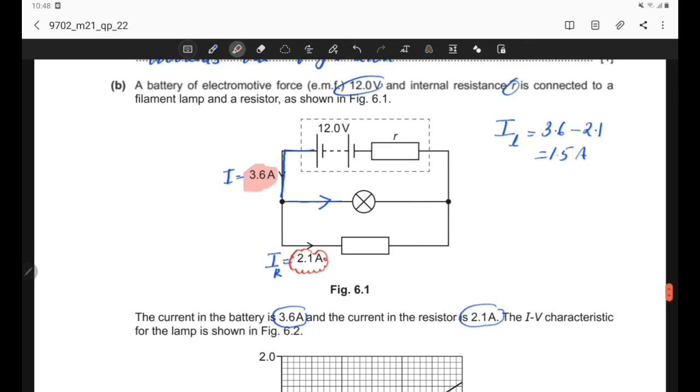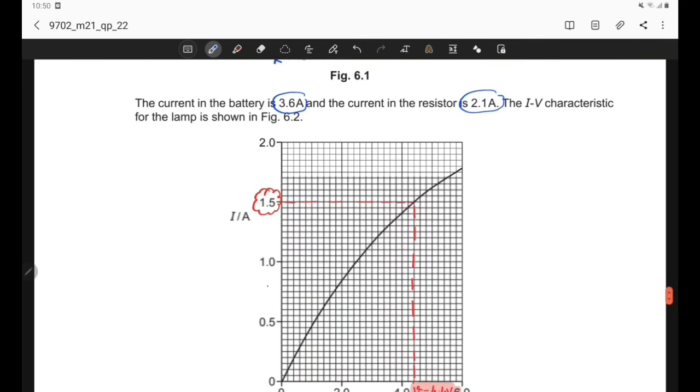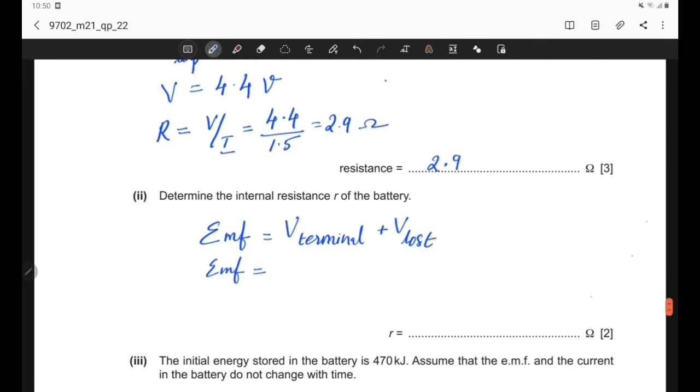Now we can look at the figure again. So we have the voltage across the lamp is 4.4 volt and the same value will be the voltage across the cell, and that is the terminal voltage, because voltage across a parallel combination will always be the same. Therefore, the terminal voltage of the cell is 4.4 volt. We can substitute that value in this equation.